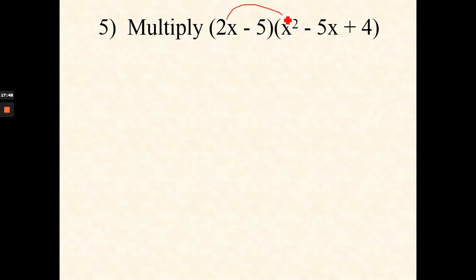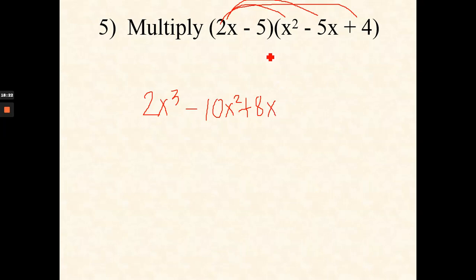So, 2x times x squared, that is 2x cubed. 1 plus 2, that is 3. Then 2x times negative 5, that is negative 10x squared. Just add the exponent. 1 plus 1, that is 2. And then 2x times 4, that is positive 8x. Okay, always apply the distributive property.